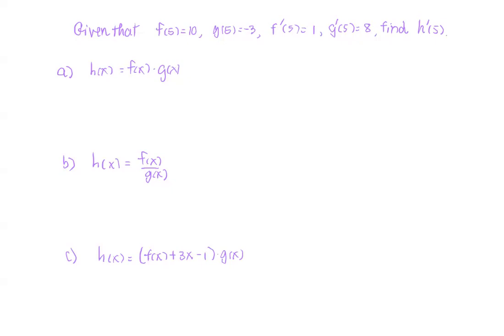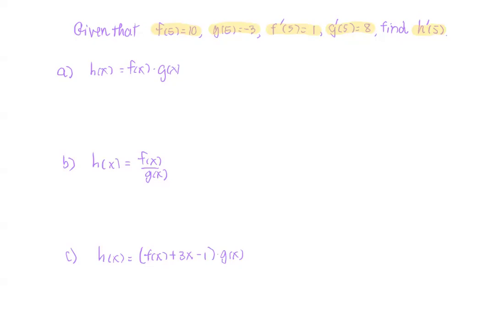In this problem, given that f at 5 equals 10, g at 5 equals negative 3, f prime at 5 is 1, and g prime at 5 is 8, we're going to find h prime at 5. In part A, h of x is defined as the product of f and g. In part B, h of x is defined as the quotient of f and g. In part C, h of x is defined as the product of the quantity f of x plus 3x minus 1 and the function g of x. So let's get started with part A.